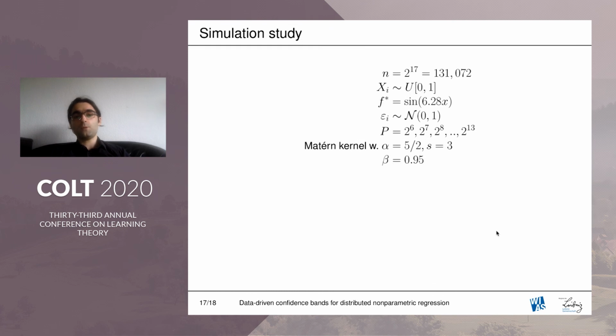And finally, the simulation study. Consider a data set of approximately 130,000 data points. Again, a unit interval, but this time the covariates are drawn uniformly. The function is the same, the noise is the same, and the number of partitions runs from 2 to the 6th power to 2 to the 13th power. The confidence level is chosen at the same level.